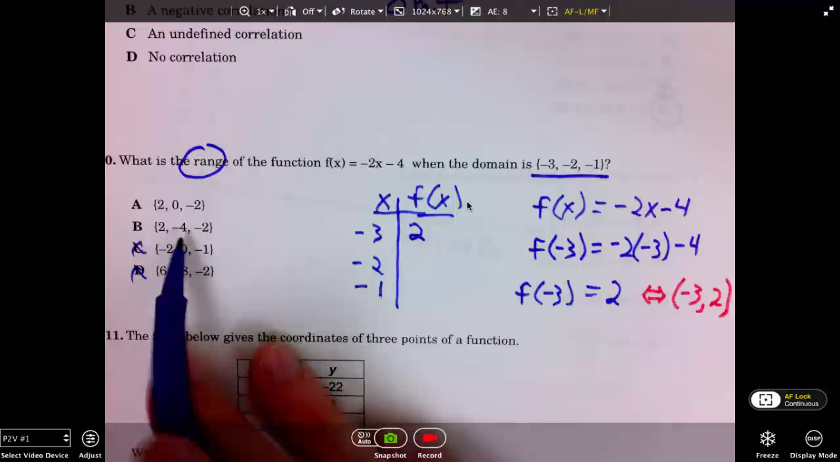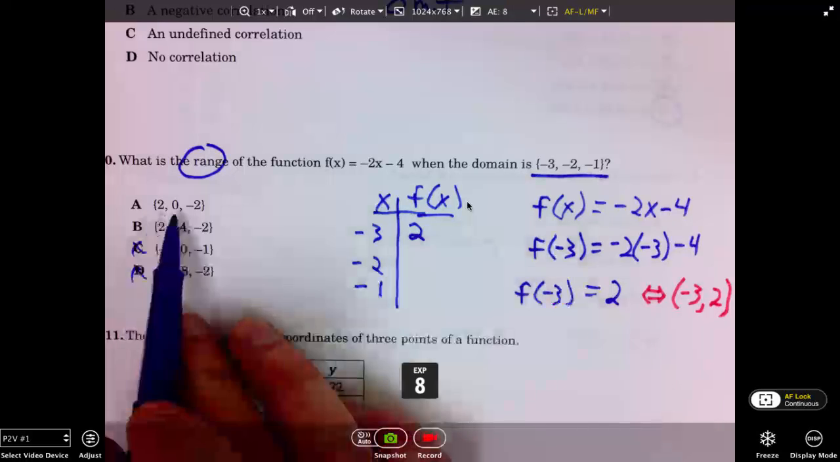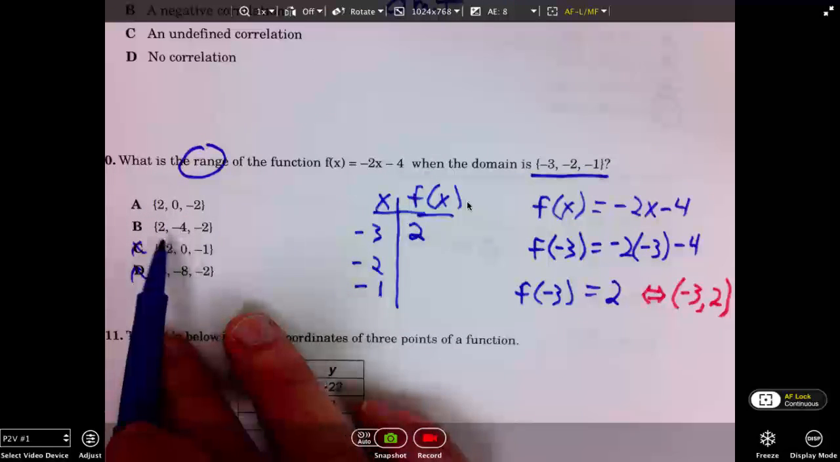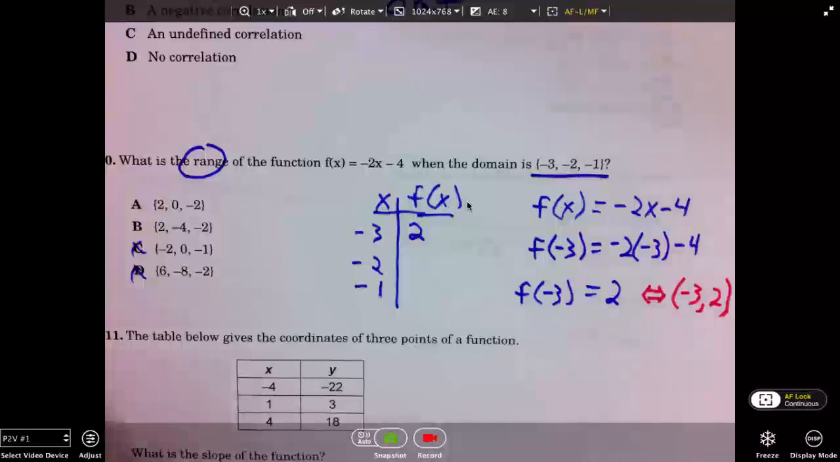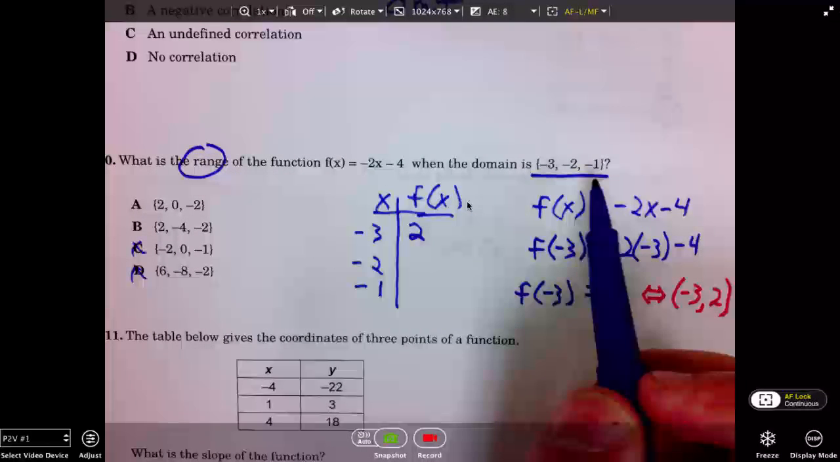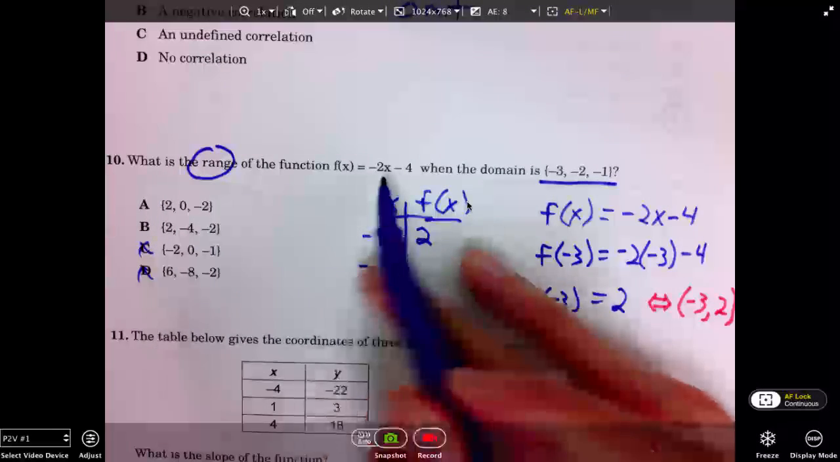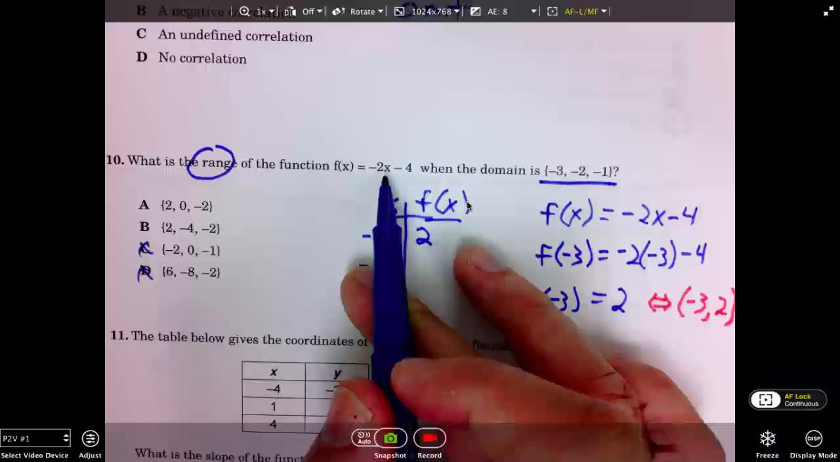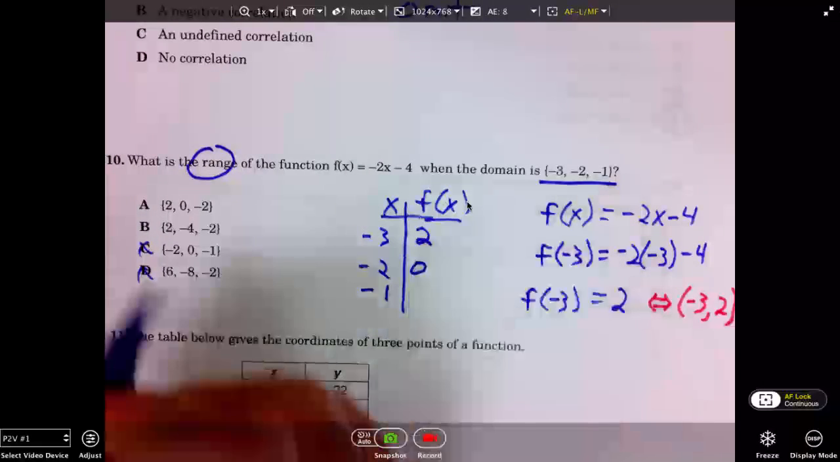Again, x is increasing. Since it's a negative slope, our f of x should be decreasing. Both of these have a decreasing value from 2, so let's look at one more. I'm going to take negative 2 and substitute it using my head. Negative 2 times negative 2 is a positive 4. 4 minus 4 is 0. Negative 2 will pair with 0. So 10 will be A.